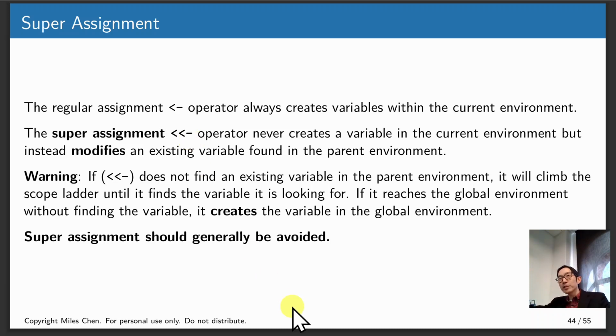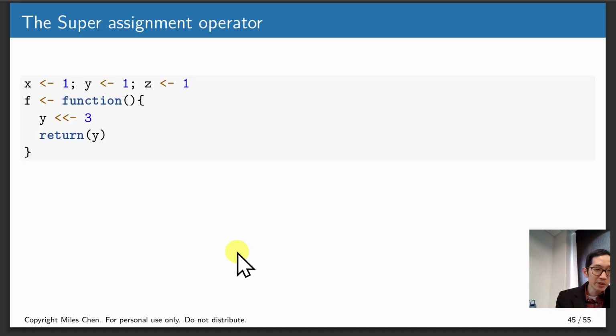Okay, so the regular assignment operator creates objects in the current environment. The super assignment doesn't create it in the current environment, but modifies an existing variable in the parent environment, okay? Now, if it doesn't find the existing variable in the parent environment, it keeps climbing the scope ladder until it reaches the global environment. If it reaches the global environment and can't find it there, it will create an object in the global environment, okay? But again, don't use super assignment if you can avoid it.